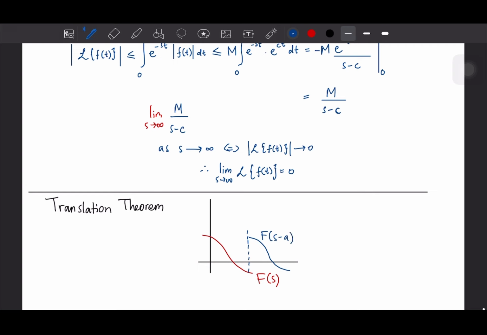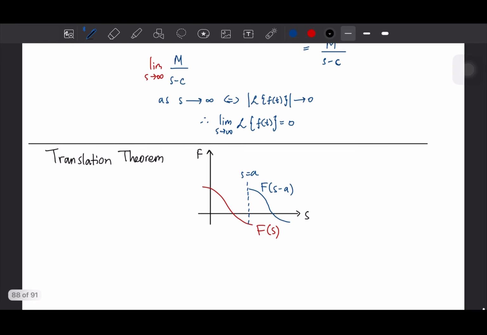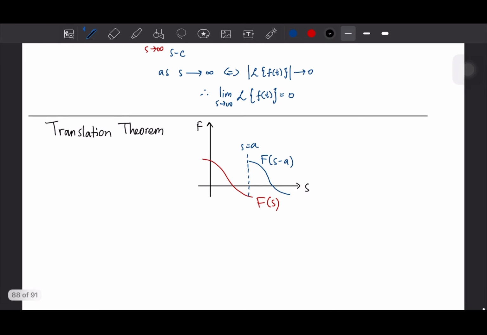So this is the s axis and this is the F. We want to shift this. Consider that if we have the Laplace transform of f of t, this is F of s. And then how do we translate this? Okay, how do we translate this?